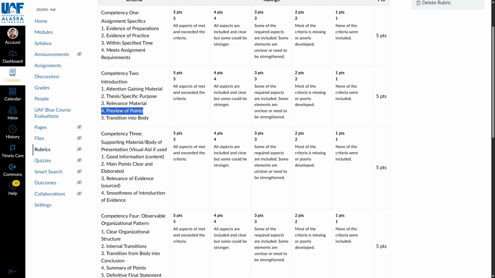So make sure you preview your points before you go into your first point and talk about the real meat, the content of that speech. And lastly, the transition to body. So this is really just a signal or a signpost to tell your audience that you're done with your introduction and you're transitioning into the main piece of your speech.